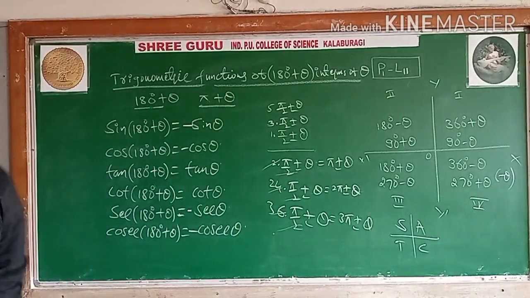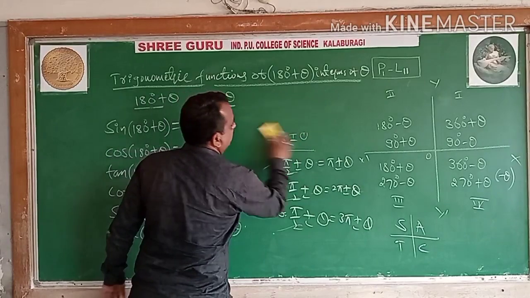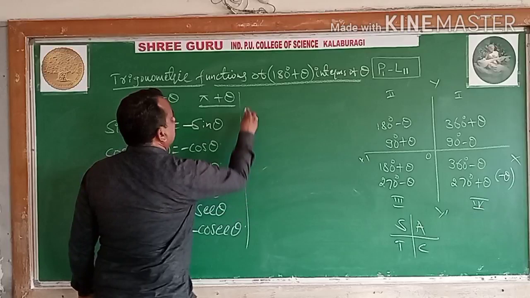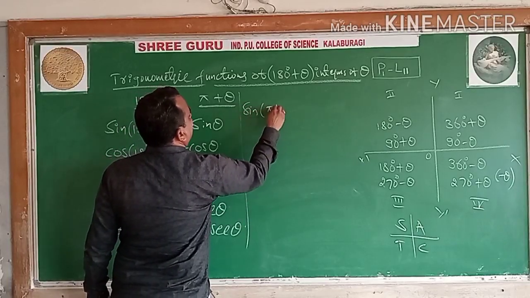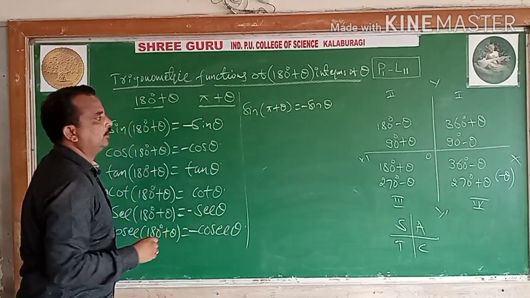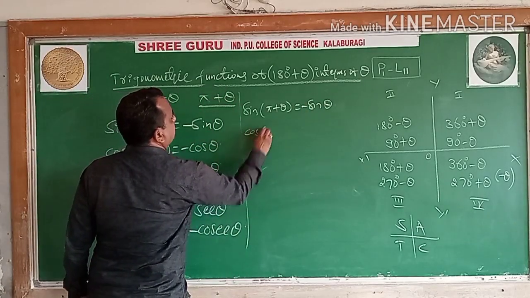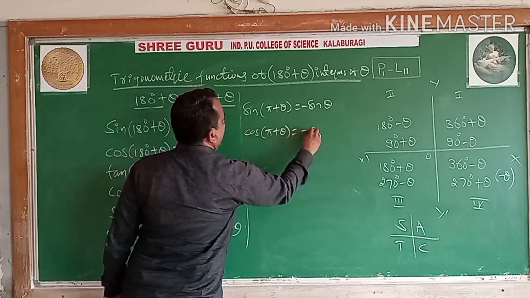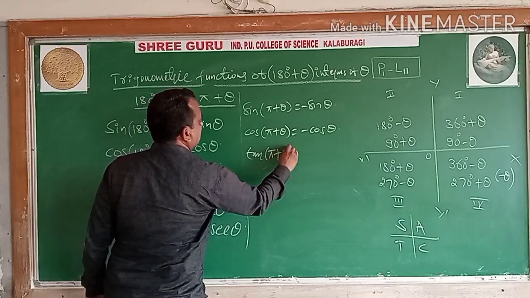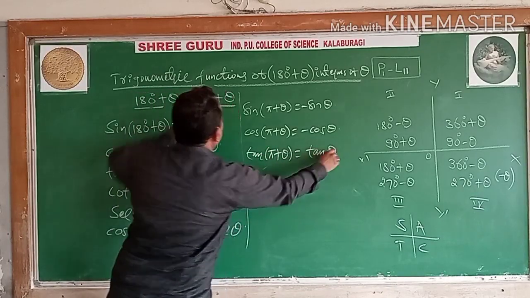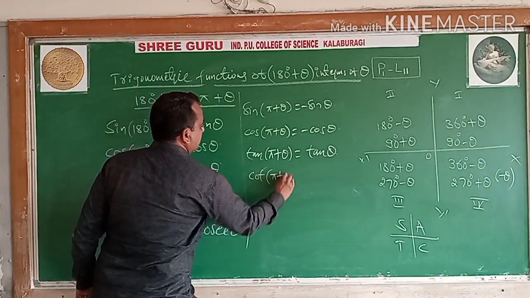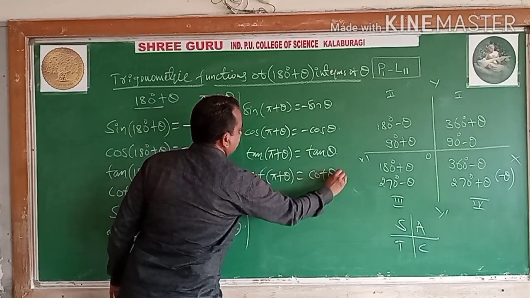You may write in terms of radians also. Sin pi plus theta is negative sin theta because of the third quadrant, pi plus theta. Cos pi plus theta is minus cos theta. Tan pi plus theta is plus tan theta. Same, both the angles are same. Cot pi plus theta is plus cot theta.